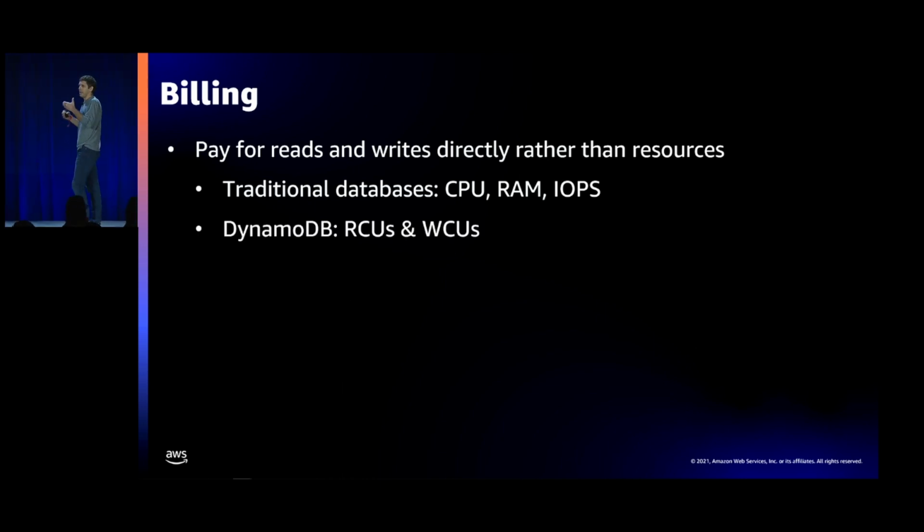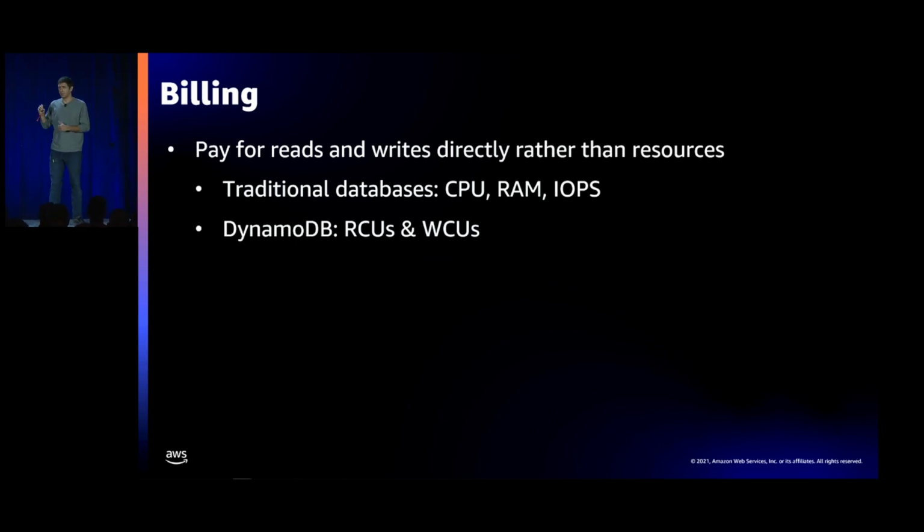With DynamoDB, you're paying for those reads and writes directly. Dynamo is going to charge you on what are called read capacity units, RCUs, and write capacity units, WCUs. And again, they just charge you for reads and writes directly. So a read capacity unit allows you to read 4 kilobytes of data from your table.